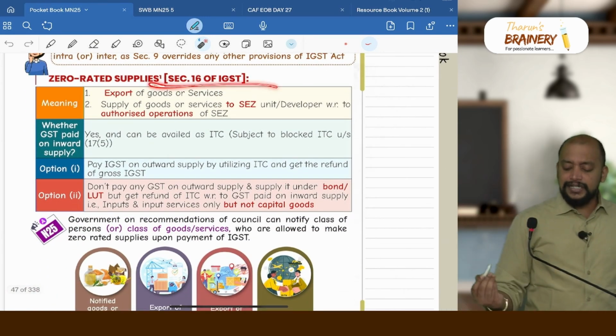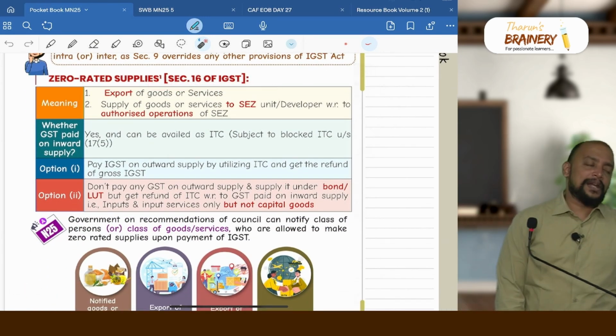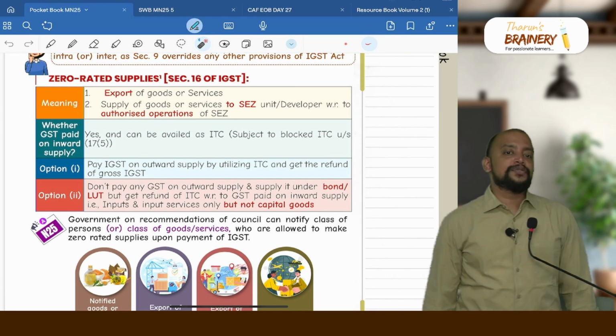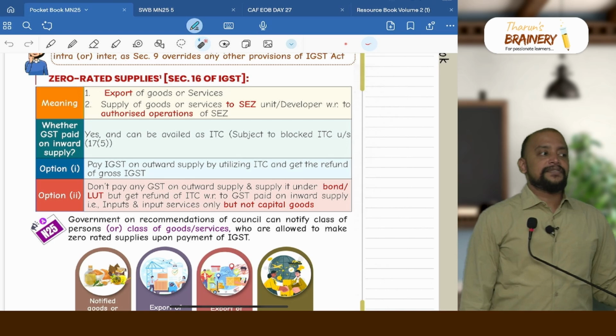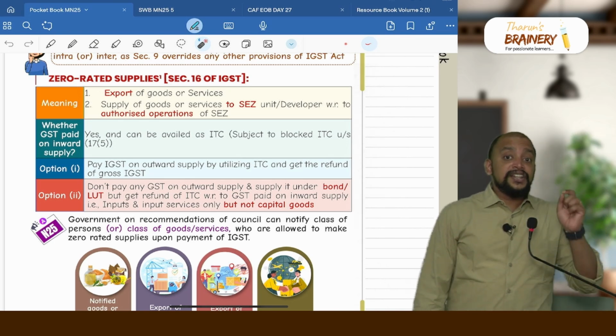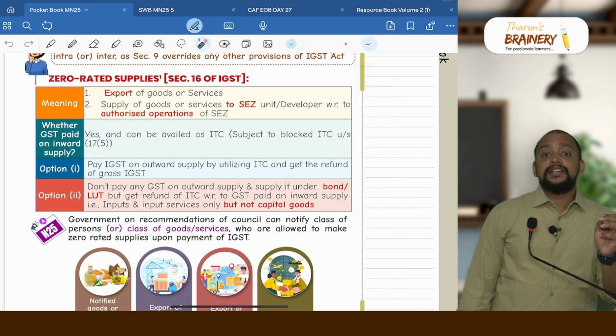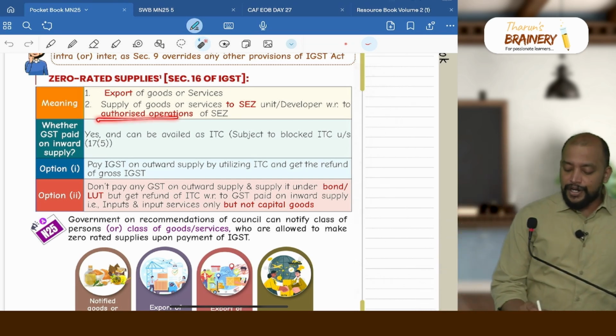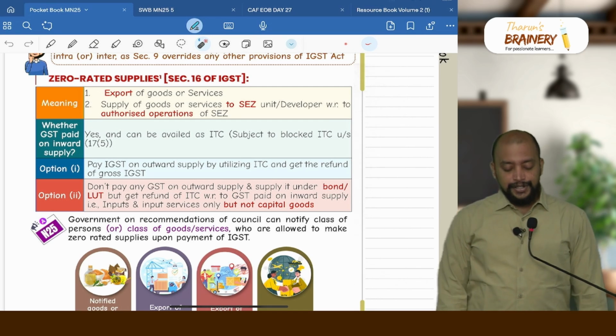Then section 16 talks about zero rated supplies. There are two transactions which are regarded as zero rated supplies, that is export of goods or services, supply of goods or services to SEZ. This is SEZ unit or SEZ developer in relation to authorized operations of SEZ. That is very, very important. That should be in relation to authorized operations of SEZ.